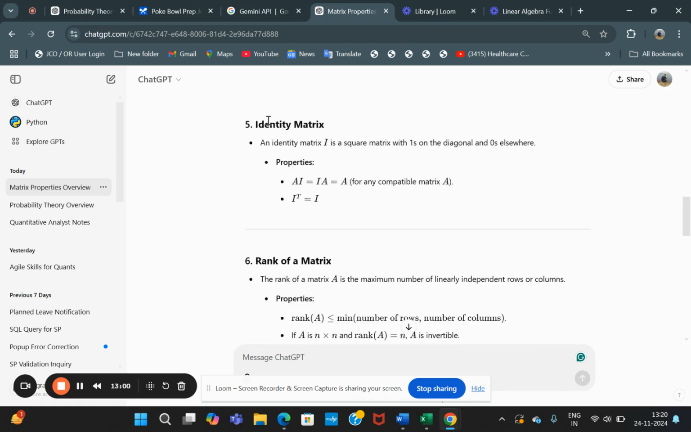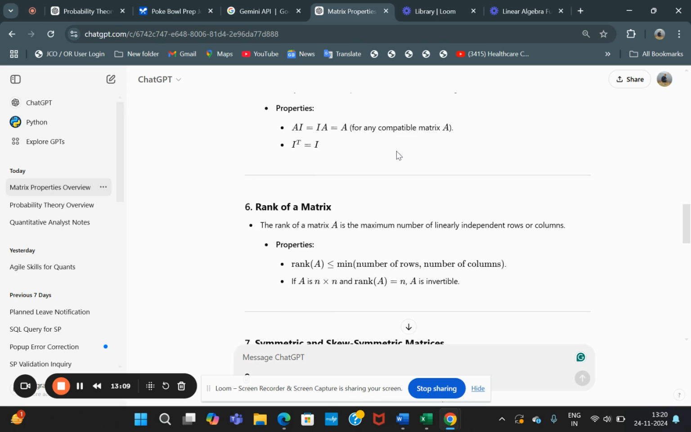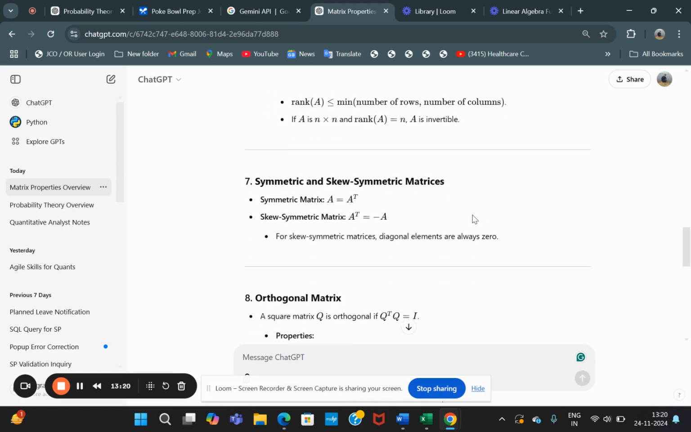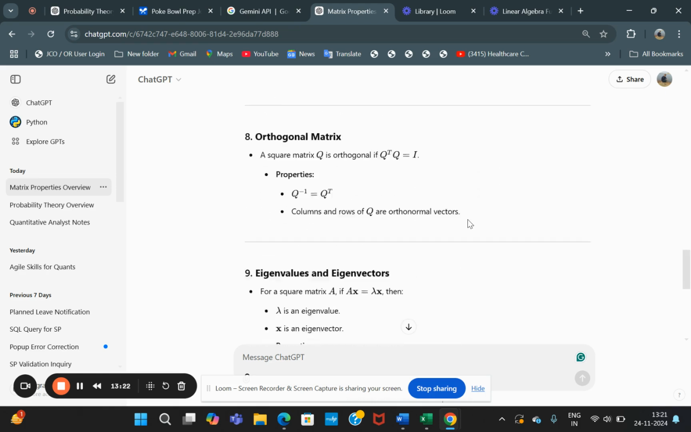So let's move to the identity matrix. The product of the identity matrix with A is always the same matrix A, and the identity transpose is equal to the identity matrix. Rank of matrix. The rank of matrix A is the maximum number of linearly independent rows and columns. Okay, symmetric and skew matrices, they are orthogonal.